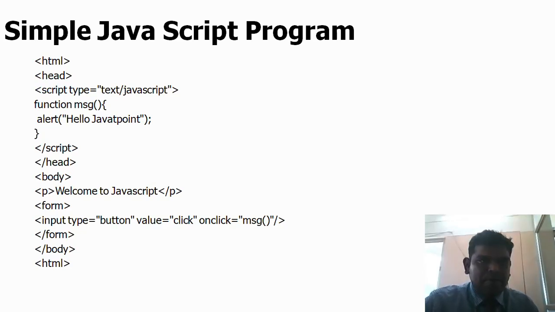First, this is a sample program: the HTML tag, then the head tag, then script type equal to text/javascript, then function message, then alert. What is the alert? Hello Java point. Directly you close your scripting tag, then the head tag, and open your body tag. Inside the body you put a paragraph. Then you create a form. Inside the form tag, the input type tag, then close the form tag, then the body, then the HTML, then close your HTML tag.